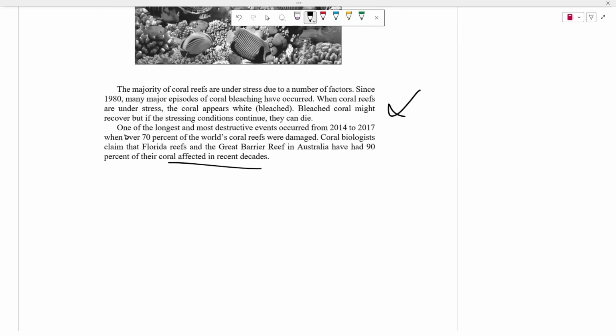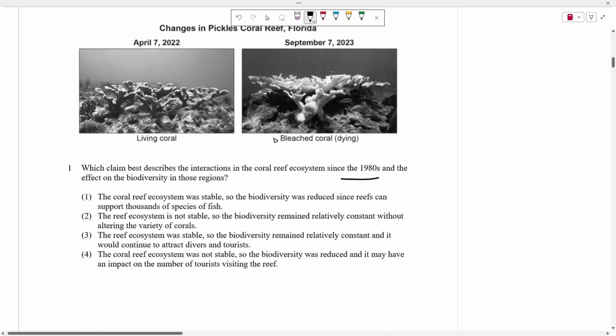If we read here, we understand that the longest and most destructive event, because they're describing bleaching as a destructive event, we understand that it's going to decrease the stability. Okay, so automatically we can eliminate choices 1 and 3 because they're saying that the reef ecosystem was stable since the 1980s. No, since the 1980s, the reef ecosystems have become more unstable. Now, that's from reading the passage.